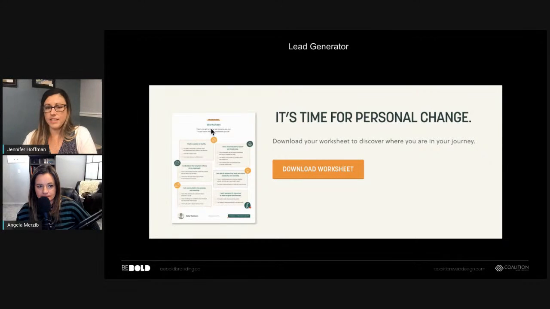So this is an example from a lady who is a life transition coach. And she has this little worksheet. It says, download your worksheet to discover where you are in your journey. So that's a really good example, and gives her the opportunity to stay in touch with anybody who is interested.